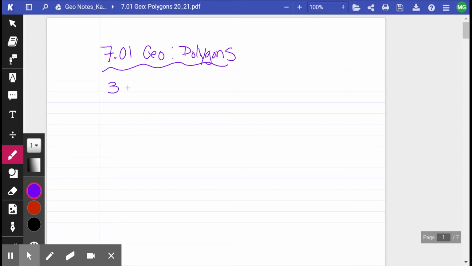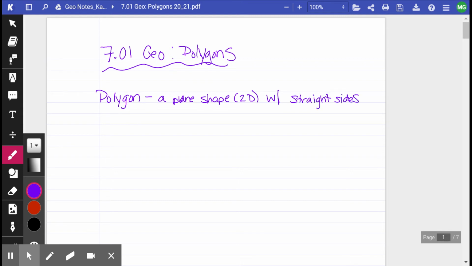So if a polygon has three, actually, you know what, let's first start off with what a polygon is. So a polygon is a plane shape, meaning it's a two-dimensional shape. It has to be a closed figure, and that's with straight sides, meaning it can't have any curved sides. Now let's talk about their names.